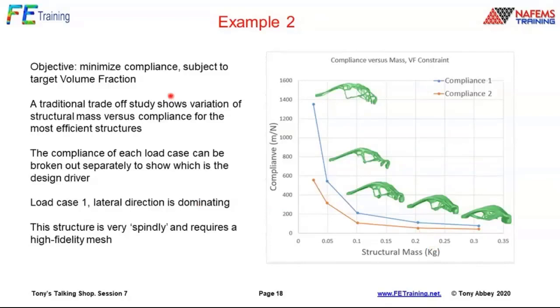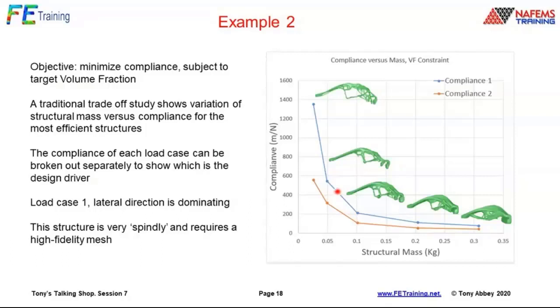I'm basically saying minimize compliance subject to a target volume fraction. So each of these designs is a different target volume fraction, and it's a traditional trade-off. What's interesting here, it's just one optimization, and it's dealing with the two load cases at the same time, but actually is reporting the compliance of those two load cases. So you can actually see which load case is dominating. In each case, it's the lateral load case, which you probably expect, the torsional resistance, which is dominating there.